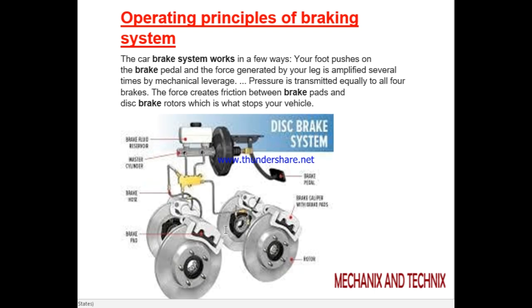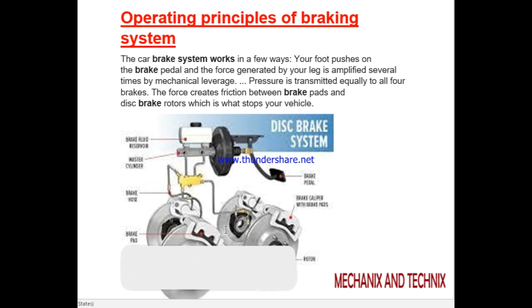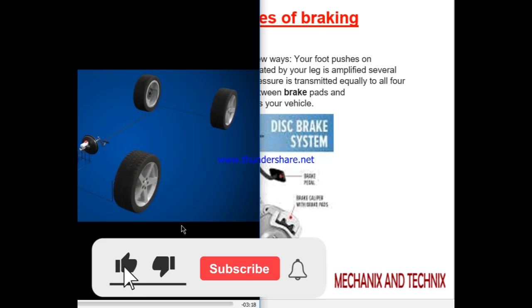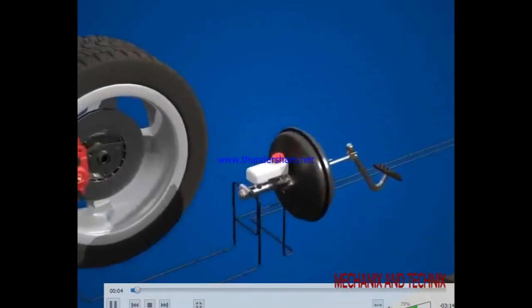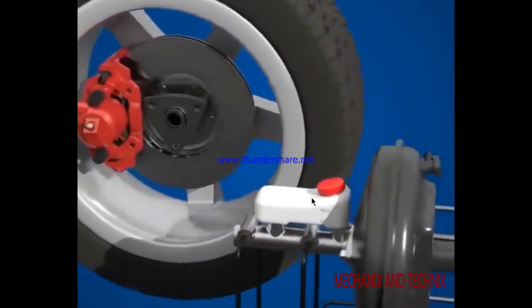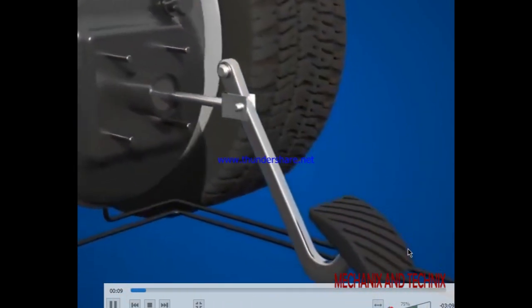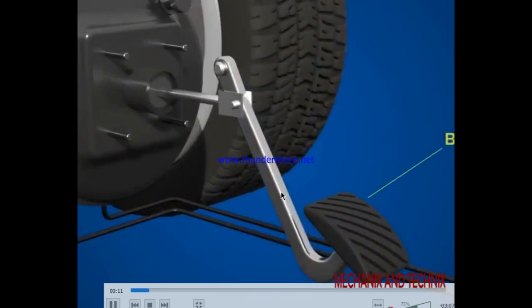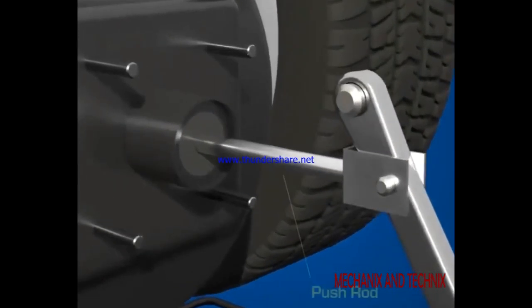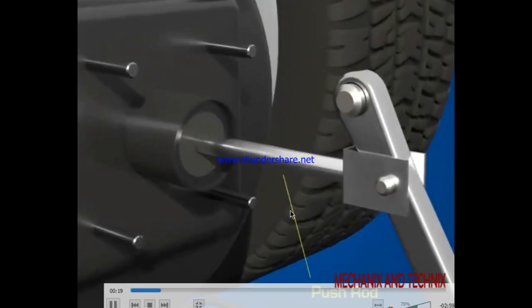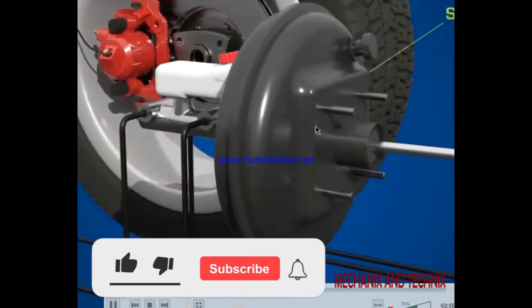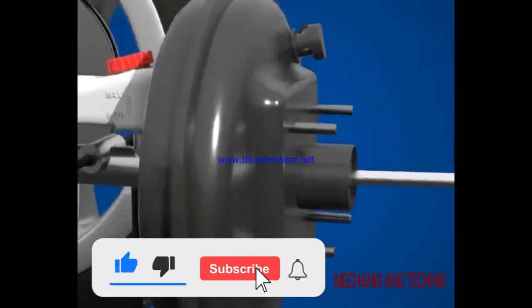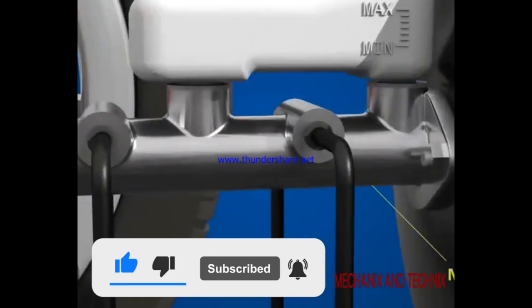So, in order to help you understand, let me show you a video that will help you understand it very well. Follow this video. As you see here, we have the brake pedal, push rods, servo motor or brake booster, push rod, you see, servo, or you have to call it the servo or brake booster.